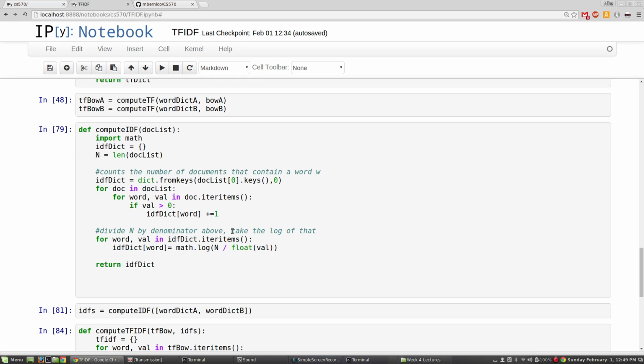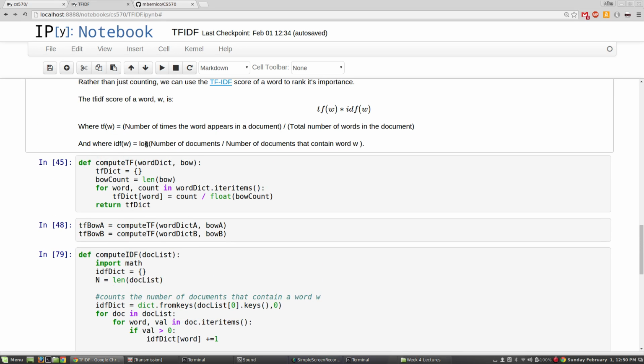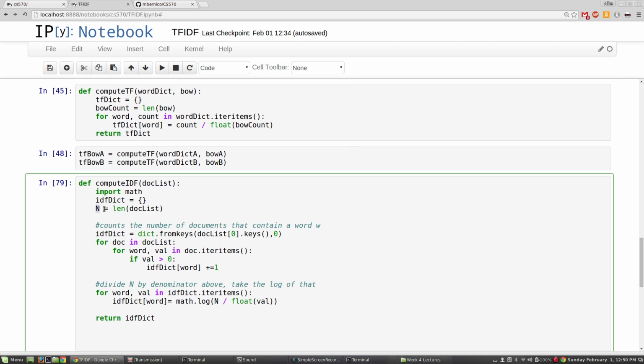All right, so then moving on, compute IDF does the same thing. In this case, I only really need to compute the IDFs one time for all of the bags of words altogether, because IDF refers to the number of occurrences of a word across all documents in the corpus. So again, I just go back to my original definition up here. It's the log of the number of documents, n, divided by the number of documents that contain the word W. So, first of all, I figure out n, and that's just the length of the number of documents. That's easy enough.